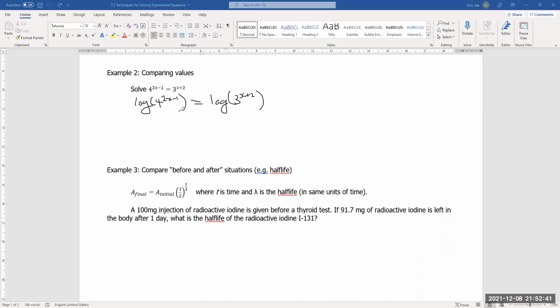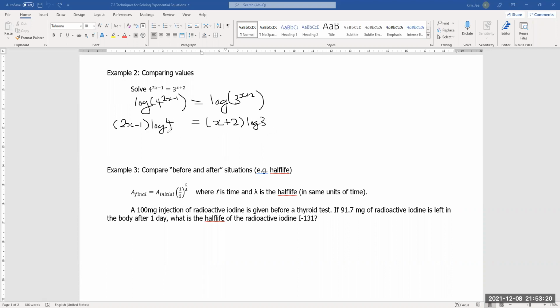And the reason I'm doing that is because the x value is an exponent. It's pretty difficult to actually solve while keeping the x as an exponent. So if I log both sides, I would be able to use the power law to bring the exponent down as a coefficient. And when I do so, I have 2x minus 1 multiplied by log of 4, and then my coefficient would be x plus 2, leaving log of 3.